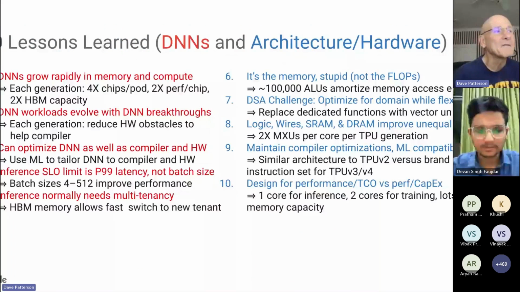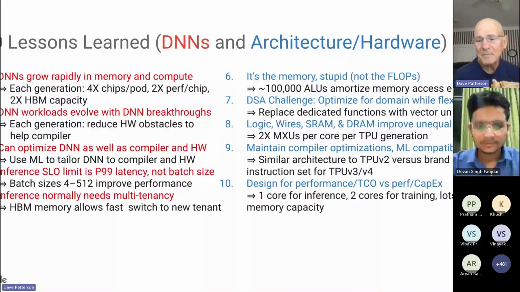Okay, so I've covered the lessons learned, and let me just say how the TPU used them. Remember, the models grow rapidly, both for inference and training. And what Google did is put 4 times as many chips per supercomputer pod, kind of double the performance per chip, and doubled the memory capacity. It's called high bandwidth memory. The models can change quickly anytime there's a research breakthrough in this relatively young field. And so you try to make it easier to adapt models by getting rid of bottlenecks with each generation, making the job easier for the compiler.